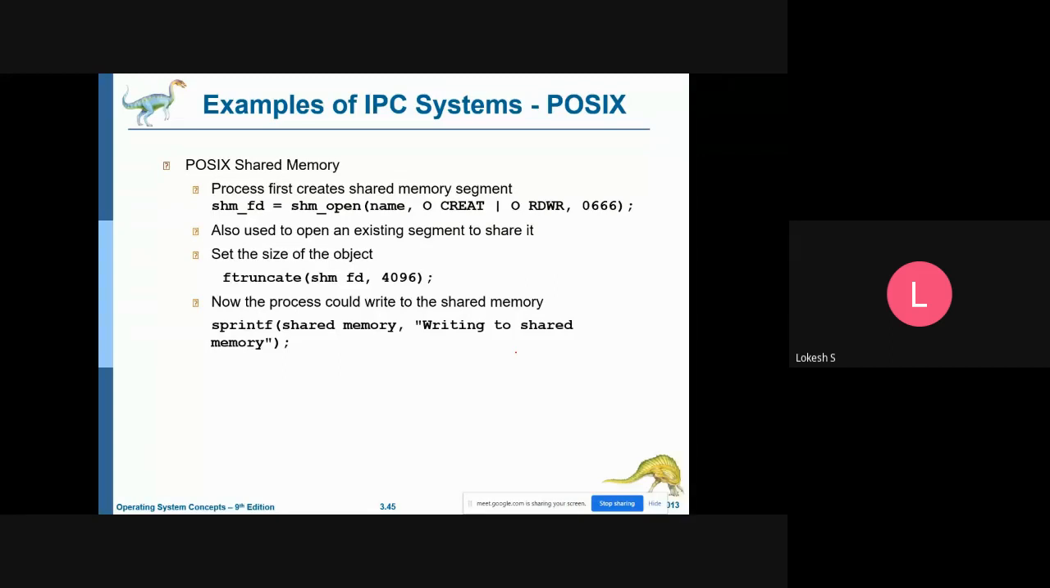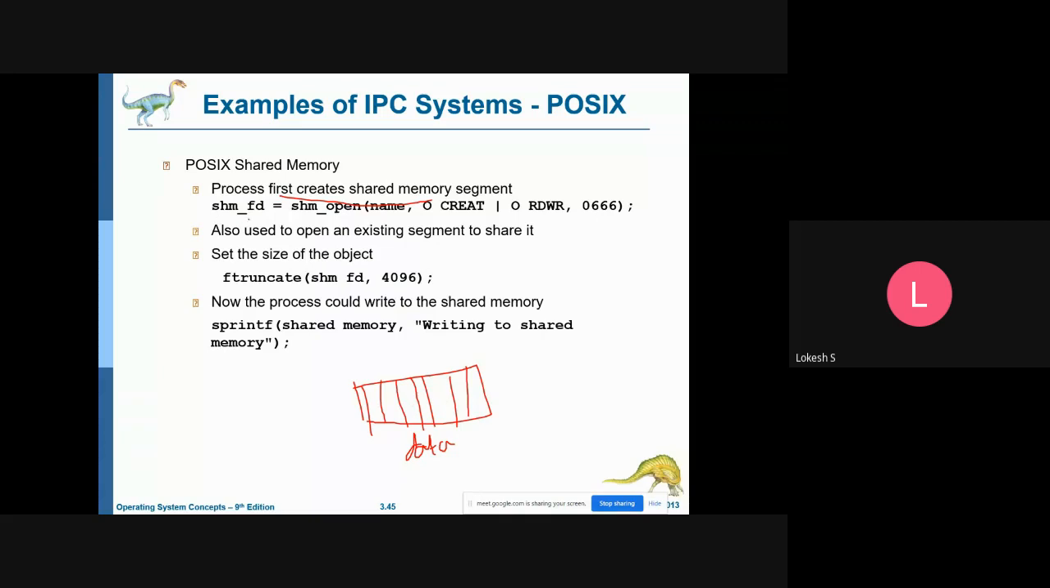POSIX shared memory helps you to share information through shared memory segments. This is the shared memory segment. You have a number of message queues or blocks, with a number of data in it. So the process first creates a shared memory segment. So I have created a segment; these are all segments I have divided.